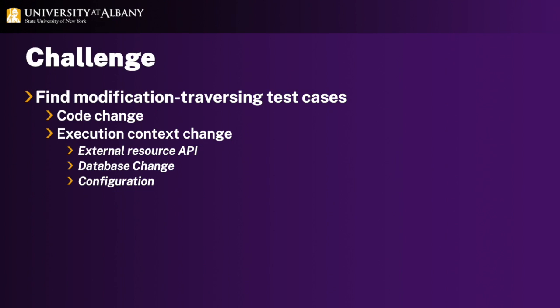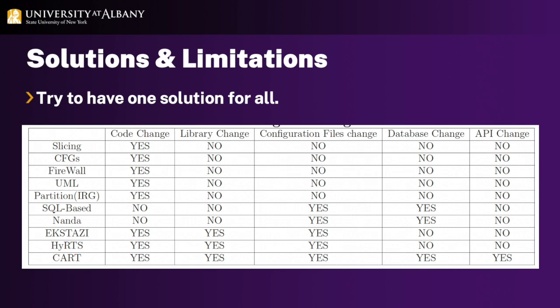The challenge for regression testing is how to find the modification traversing test cases, which can cover both code change and execution context change. A lot of techniques have been proposed for regression testing, but some of those focus on code change only, and some focus on a specific execution context only. Not all of those can cover both code change and execution context change.